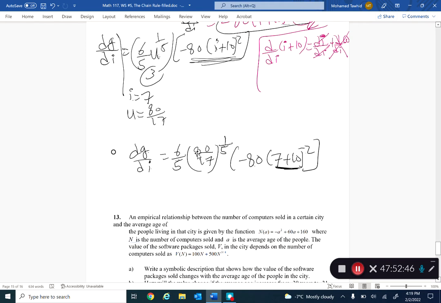So let me give you the number here, guys. What I got is negative 0.0453. When I use technology, I simplify this.